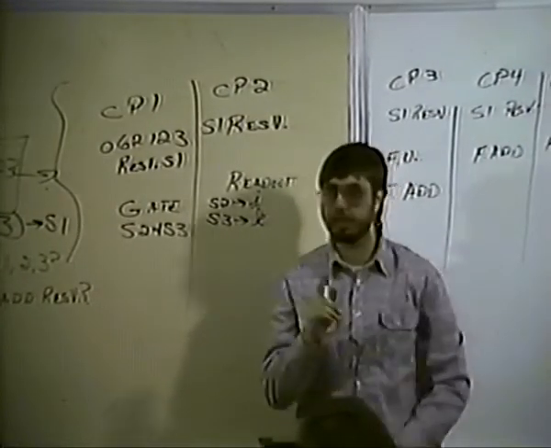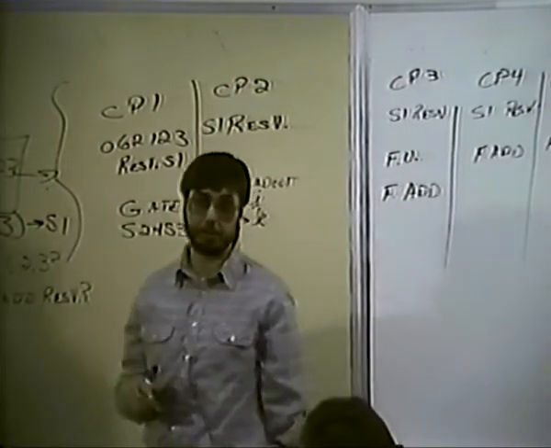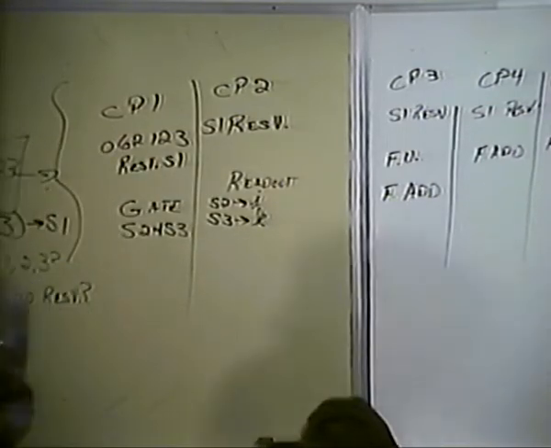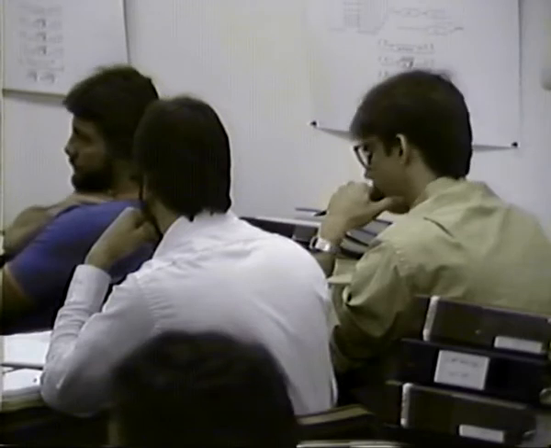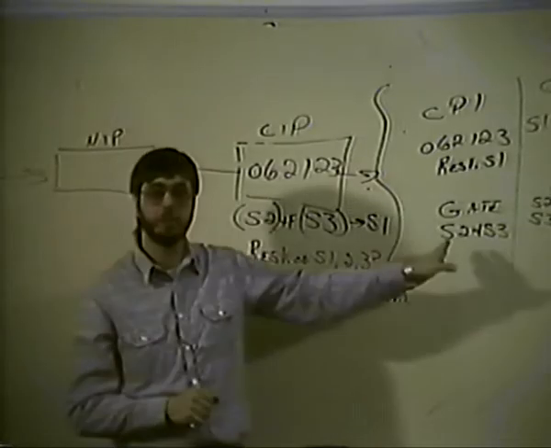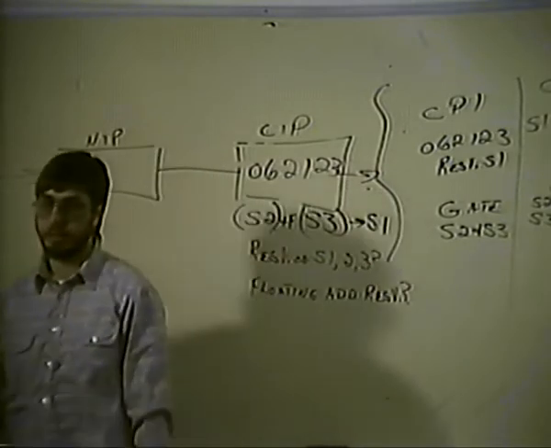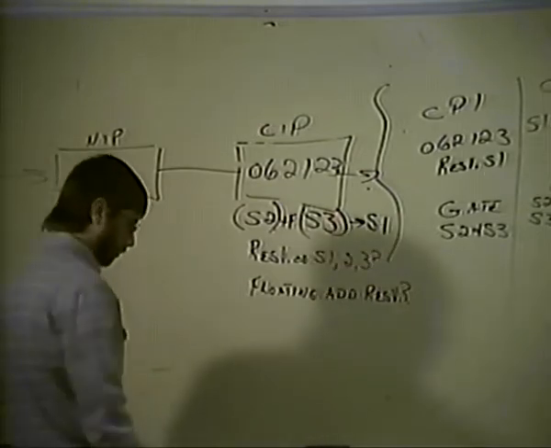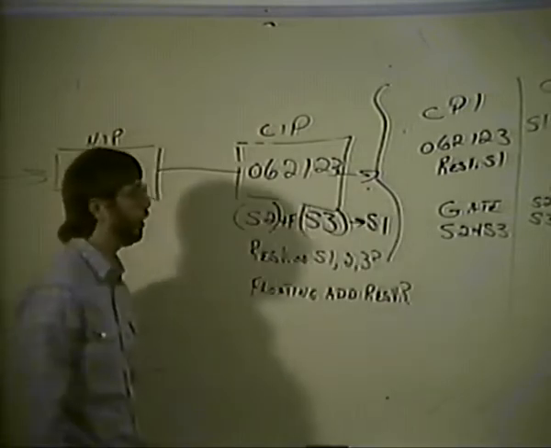Okay? In other words, the only time you have to reserve a functional unit is with a vector operation. We have to check to make sure it's free, but we don't have to reserve it there. And the only reason we had to check it is because the vector could have reserved it on us. Okay.